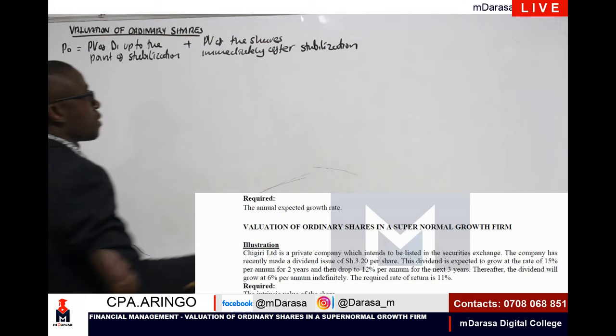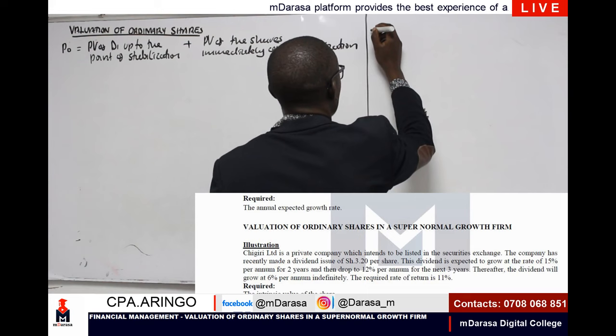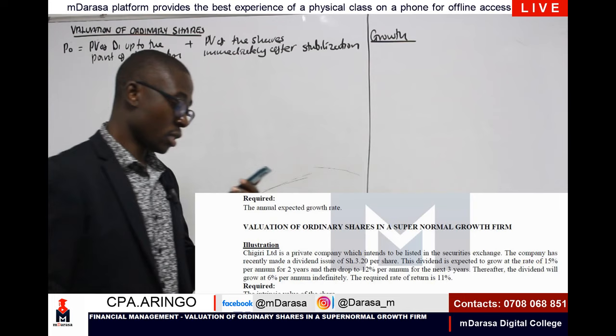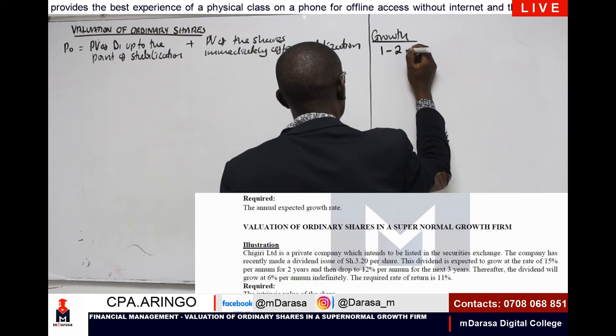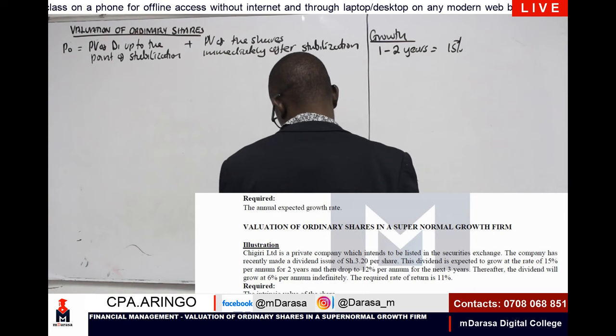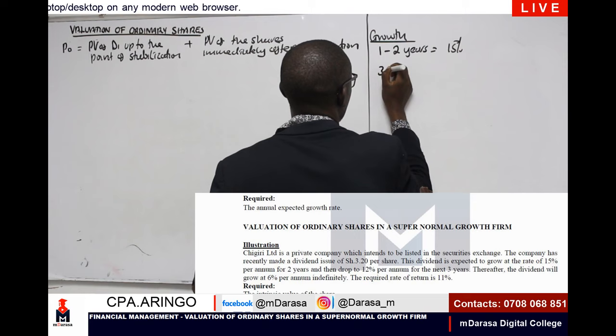So once I have that formula down, we identify the characteristics of a supernormal growth firm. If I told you to look at the growth in dividends, this is what you are given. You are told, as with a good examiner, at what rate these dividends are expected to grow. The growth rate is as follows: for years 1 to 2, they are expected to grow at a rate of 15% per annum, and then drop to 12% for the next 3 years. So the next 3 years are 3, 4, 5, that is, year 3 to the 5th year.